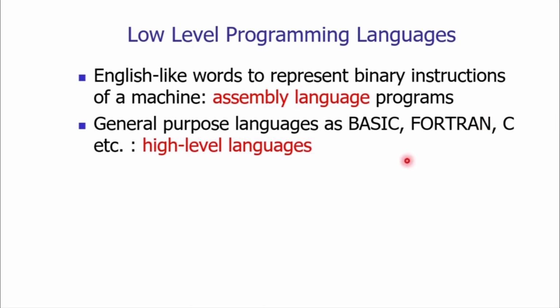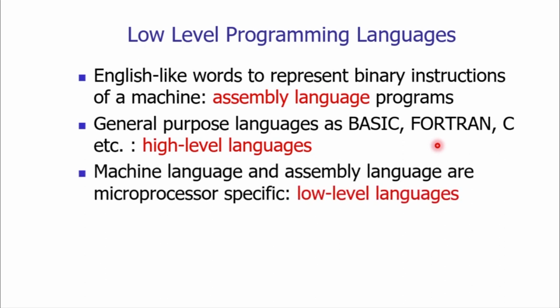We also use various programming languages such as BASIC, Fortran, C. Nowadays we are using Python or Java. All these languages are called high-level languages. But the languages which are very specific to the microprocessor, and which are used to assemble the hardware and to communicate with the hardware, are called low-level languages.